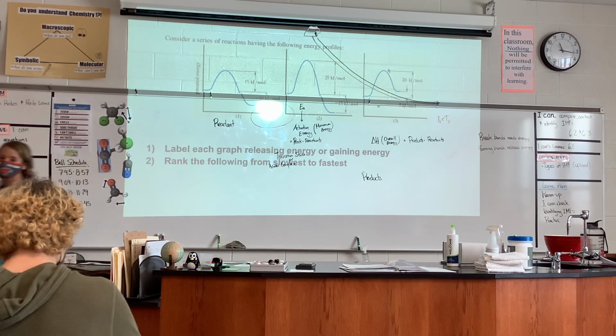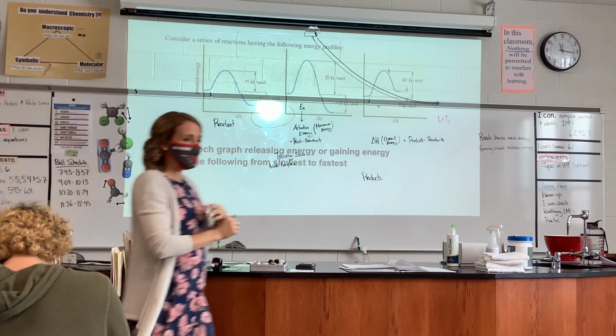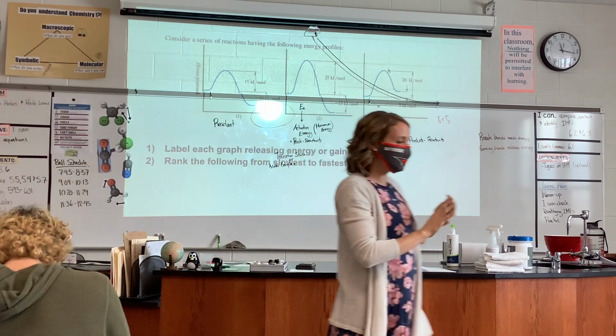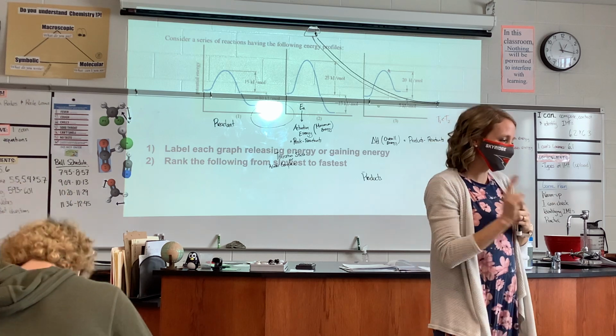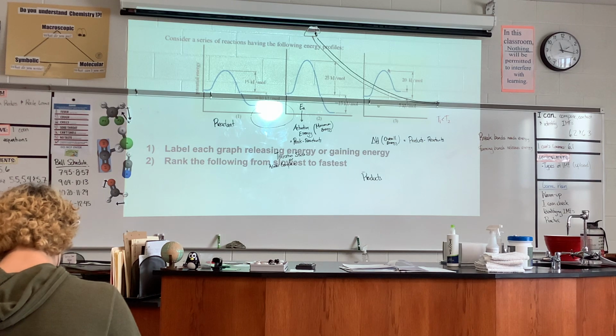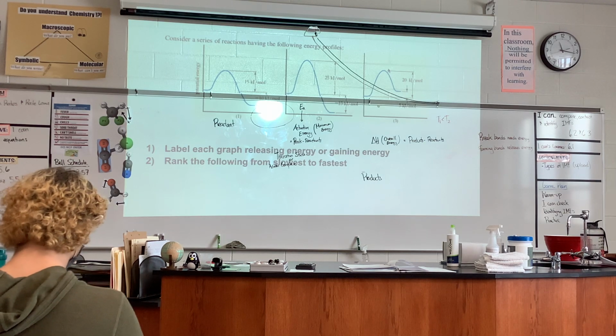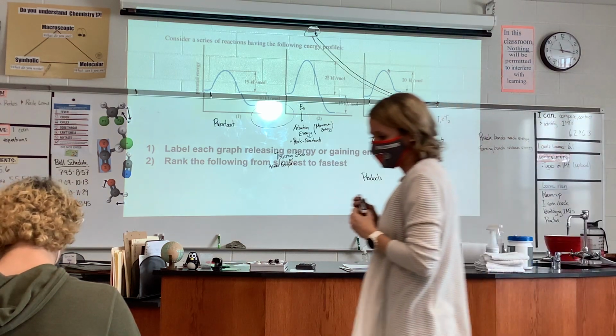Okay, with your table buddy, answer these two questions with these three graphs. First step, label each one as releasing or absorbing. And then question 2 says rank the graphs in order of fastest to slowest. You can talk to your table buddy if you so desire.